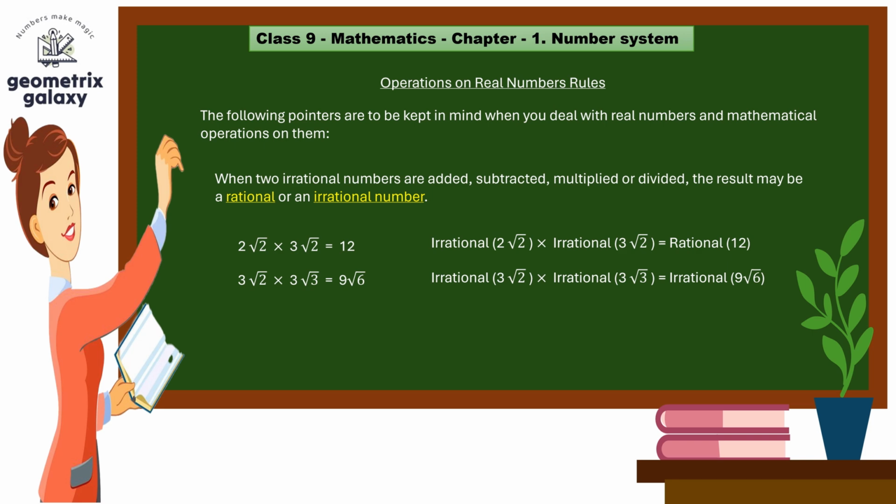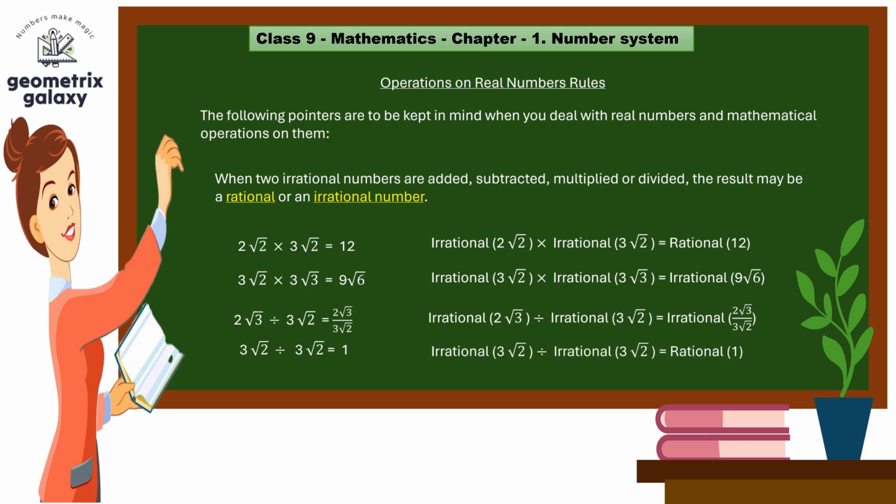We are going to check for division using two irrational numbers. 2 root 3 divided by 3 root 2 is equal to 2 root 3 by 3 root 2, which is an irrational number. But if I take 3 root 2 divided by 3 root 2, the quotient is 1. Here I am taking two irrational numbers, but if I divide, I get a rational number. So our conclusion is, if I take two irrational numbers and do division, I may get the quotient as rational or irrational.